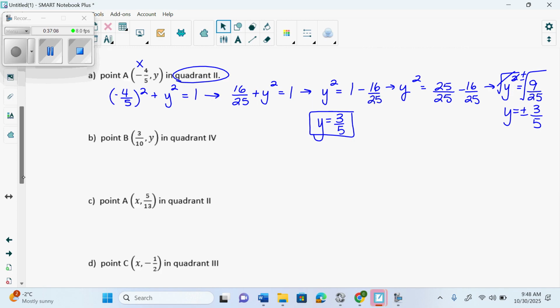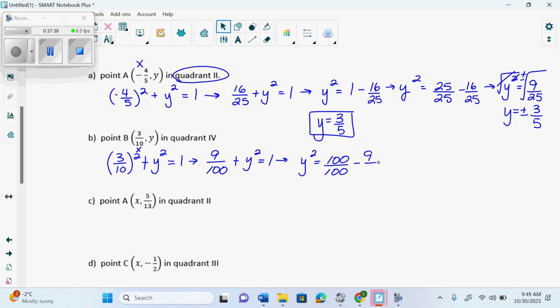Let's look at B. So B, I have an x, y, it's in quadrant 4. So I'm going to go 3 over 10 squared minus y squared equals 1. So I get 9 over 10, and by 10 I mean 100, minus y squared equals 1. And it's a plus sign. Why am I putting a minus? Because I'm rushing. Y squared equals 100 over 100 minus 9 over 100. So y squared equals 91 over 100.